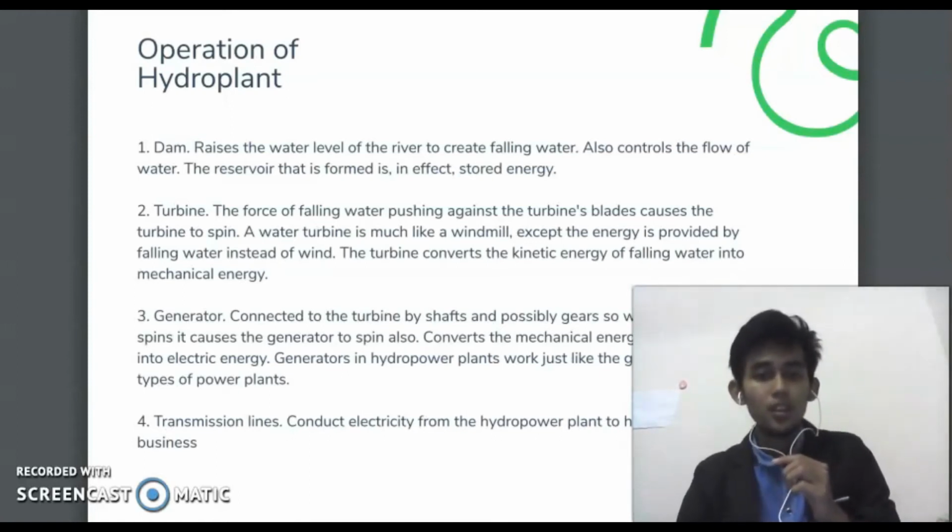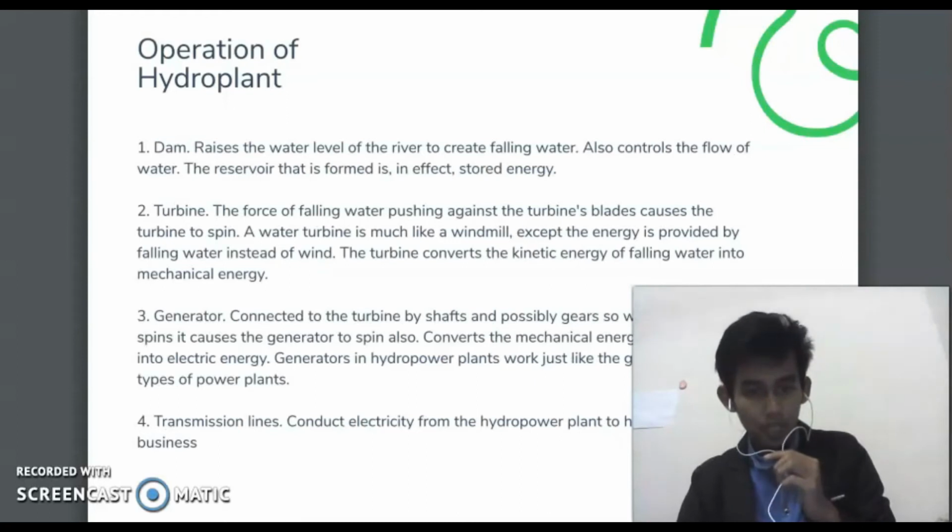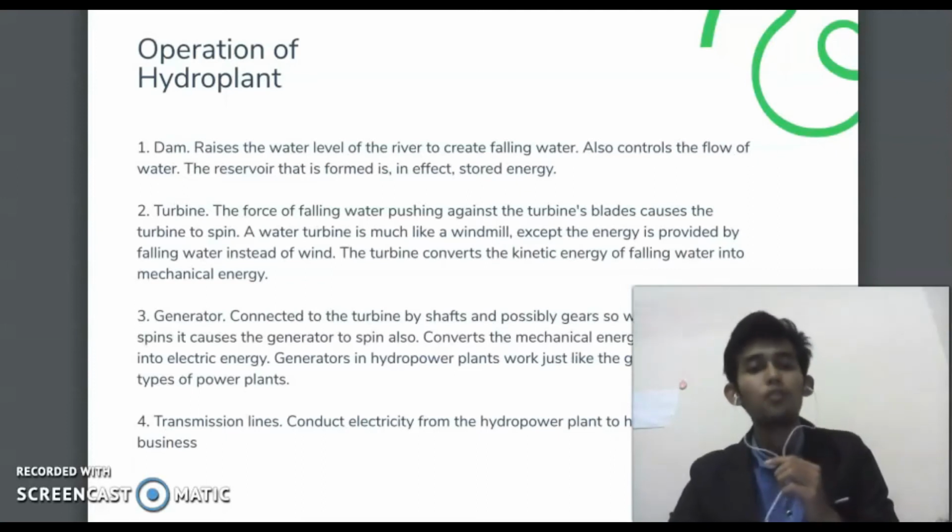Okay, generator: the component that is connected to the turbine by a shaft and possibly a gear. When the turbine spins, it causes the generator to spin also, converting the mechanical energy from the turbine to generate electric energy. The generator in a hydropower plant is just like the generator in other types of power plant.